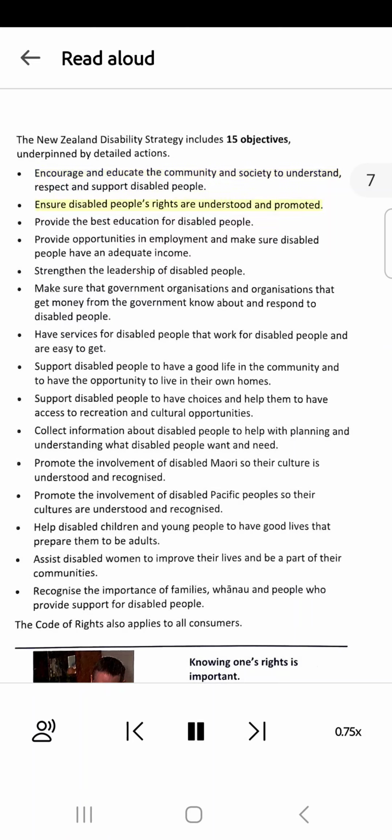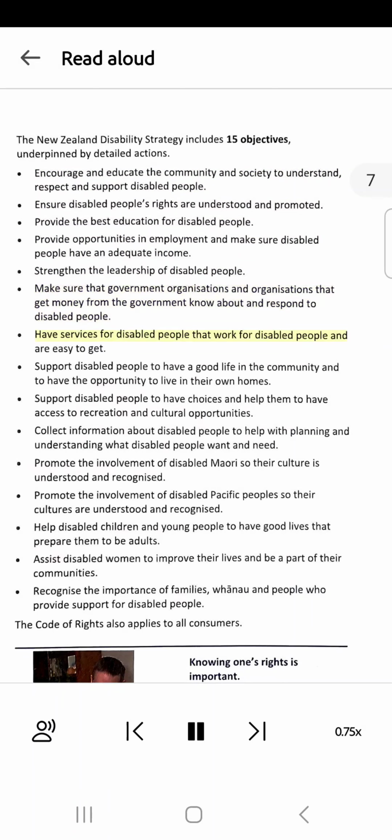Ensure disabled people's rights are understood and promoted. Provide the best education for disabled people. Provide opportunities in employment and make sure disabled people have an adequate income. Strengthen the leadership of disabled people. Make sure that government organizations and organizations that get money from the government know about and respond to disabled people.